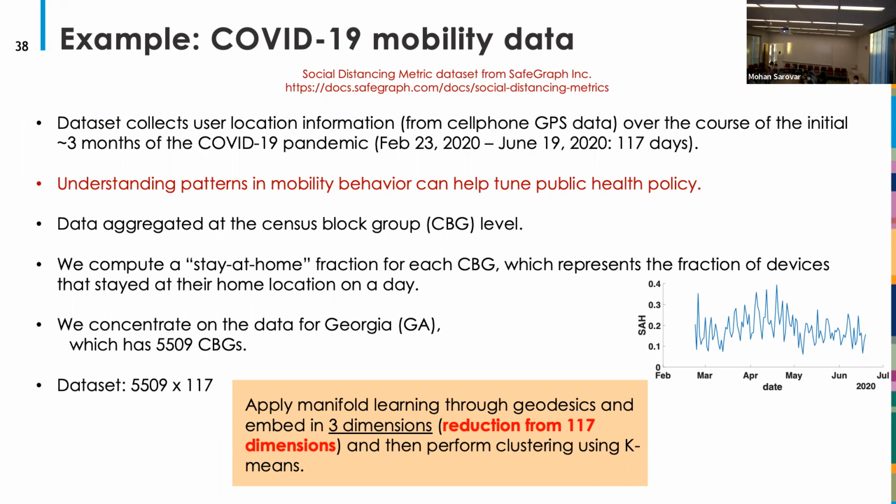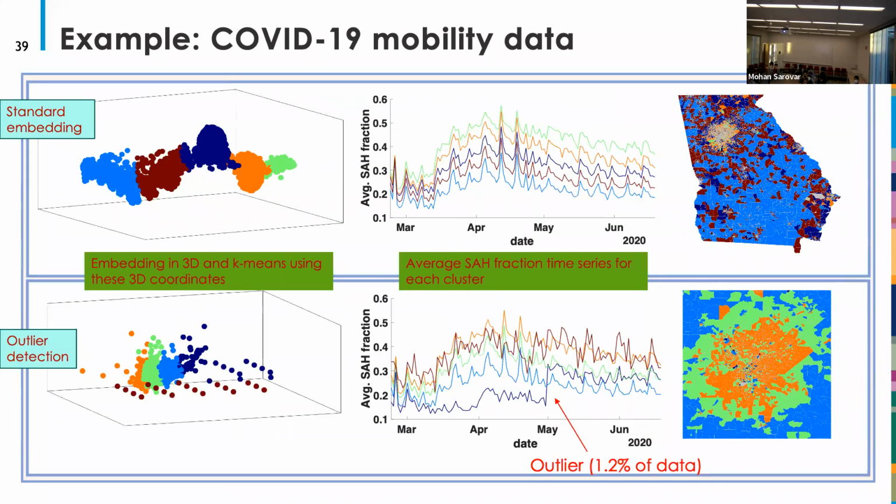So we're going to reduce it from a 117-dimensional data set to 3 dimensions, and then we're going to perform clustering to understand patterns in behavior. The clustering is performed using k-means. This is what you get. This is that embedding in 3 dimensions using the quantum manifold learning technique. The clustering basically separates these into points, and they're color coded by these colors.